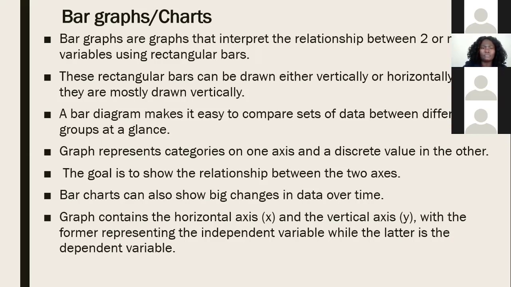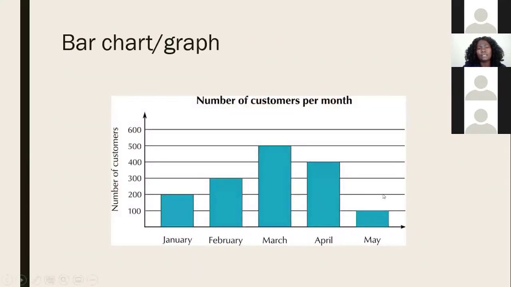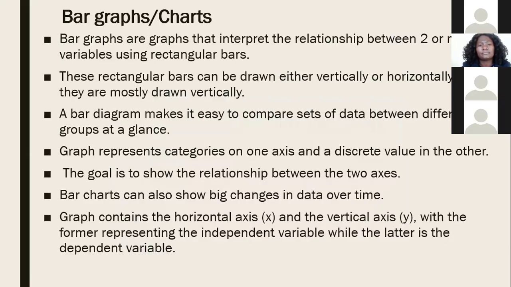For example, let's go back to this one. You can actually see at a glance, without necessarily reading through, how many customers there were in January and how many customers there were in May or April. So it's quite easy to make a comparison to see the month with the most customers and the month with the least customers using a bar chart. They represent categories on one axis and discrete values on the other. The goal is to show the relationship between those two axes, and they can also show big changes in data over time. Like you may see a big change in the number of customers in a given month.